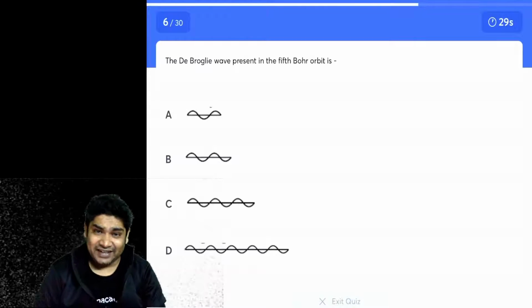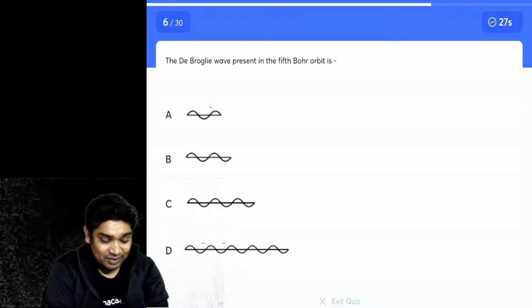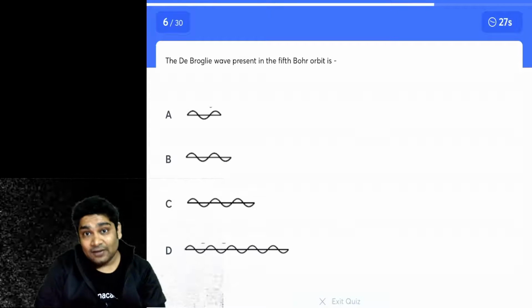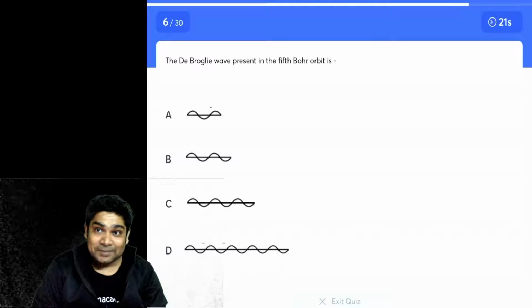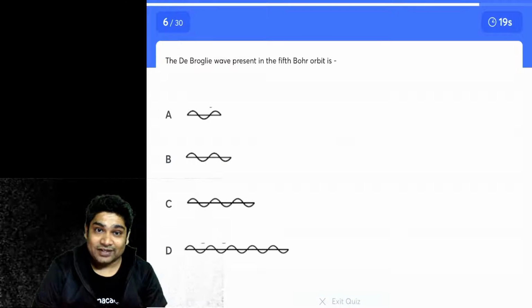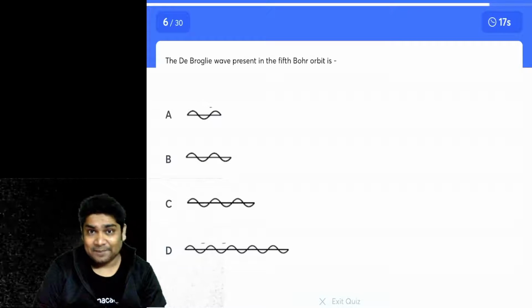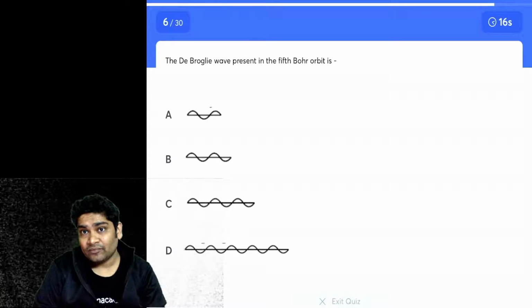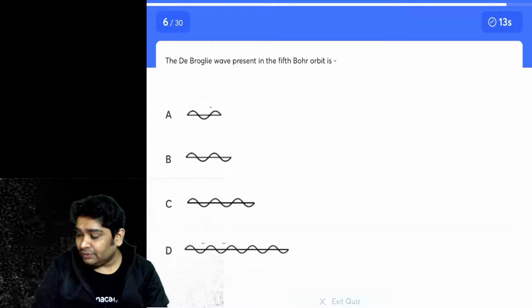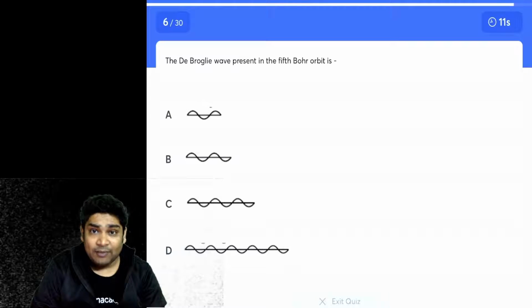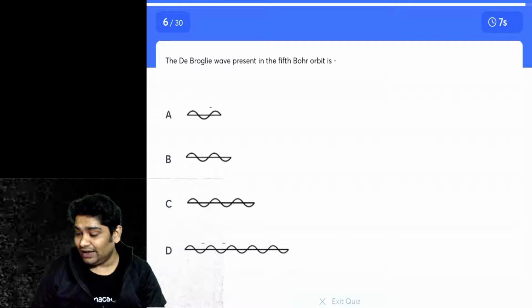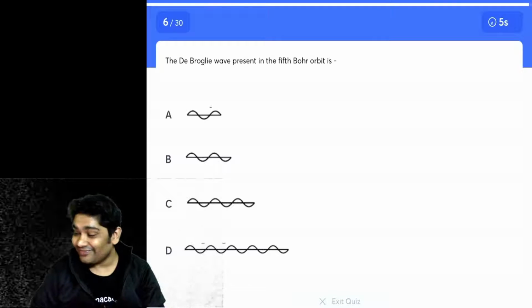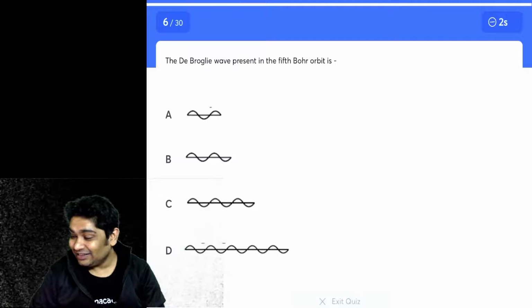Okay, so this is very easy. If you remember how Bohr explained the electron not radiating any energy with the help of De-Broglie wavelengths, so this should be super easy. Okay, time almost getting up. Again, very simple question. Most of you, I hope, will get this right. All right, so time up.